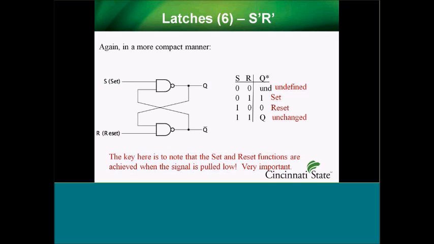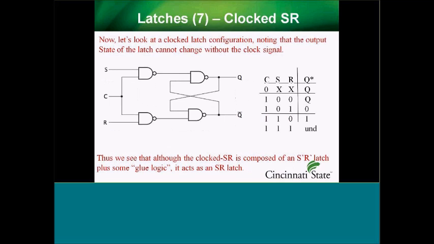The key here is that when this is at S prime R prime, when the signals actually pull low is when something happens. So I tell them that this is important because it's a little bit of negative logic. If I pull the S signal low, it sets it. Or if I pull the R low, it resets it. That's pretty important because this happens, and we still have an undefined state. Okay, that's problematic.